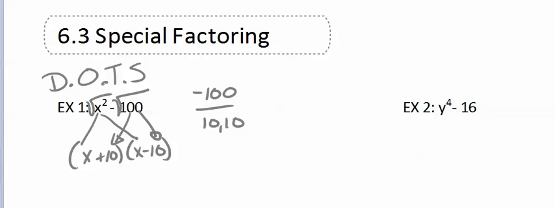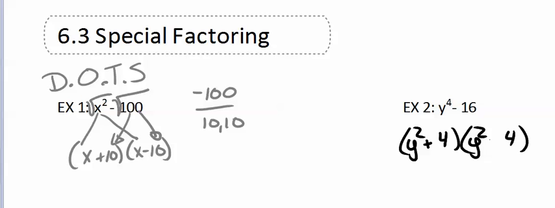we have y to the 4th minus 16. And this still fits the DOTS. I have a subtraction sign, and I can take the square root of both of them. So I'll set up my two binomials, and if I take the square root of y to the 4th, it's y squared and y squared. And if I take the square root of 16, it's 4 and 4. One will be plus, one will be minus. Now, the trick to some of these is that sometimes they can be factored again. This right here, I cannot factor again because you'll notice that the middle term is a plus.